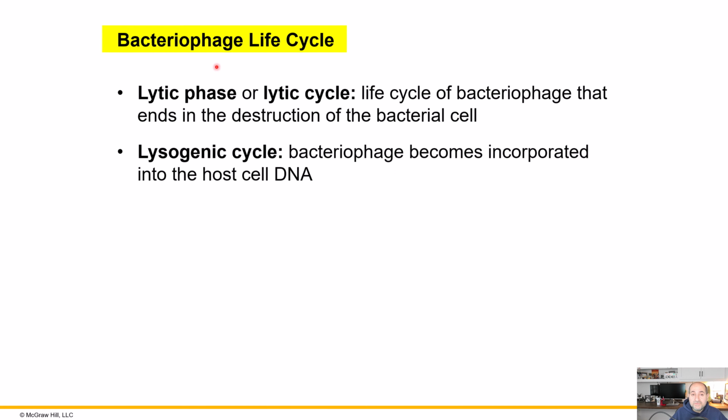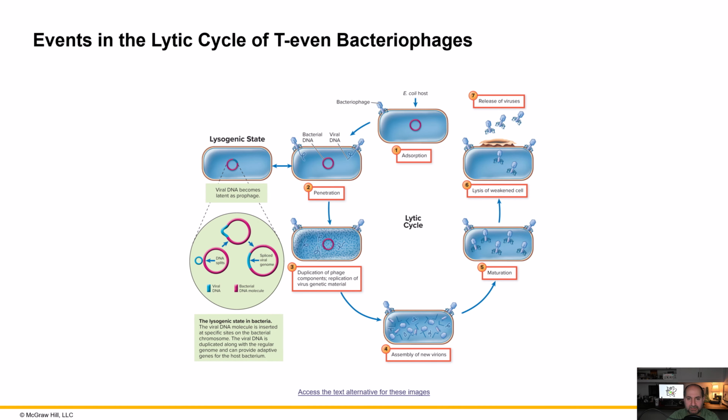Now, let's talk about bacteriophage life cycles. The bacteriophage life cycle can be lytic or lysogenic. So let me explain the difference between the lytic phase of the bacteriophage life cycle versus the lysogenic cycle of the bacteriophage. Now here we can see the multiplication cycle of a bacteriophage. Recall that a bacteriophage could enter the lytic cycle, which is demonstrated here as this cycle right here on the right. And bacteriophage oftentimes can also enter what's called lysogeny or the lysogenic state, which is demonstrated here on the left.